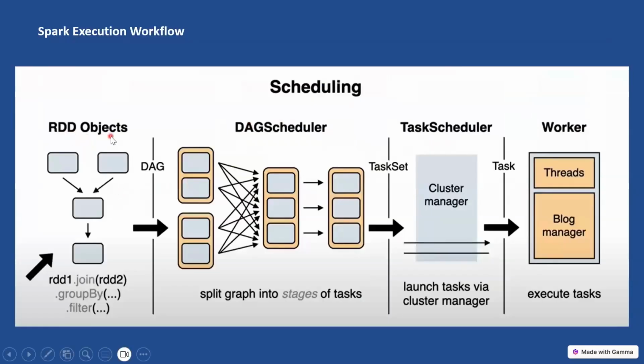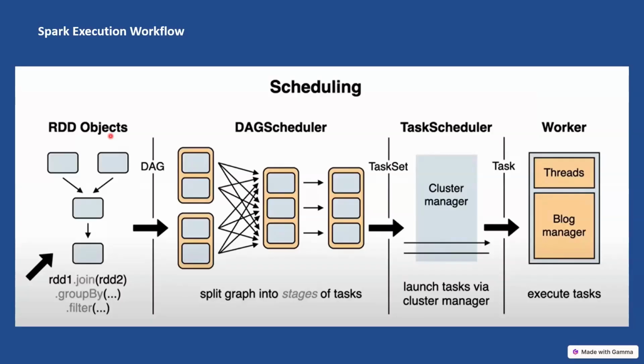The moment you create any data frame, I told you that it eventually boils down to RDDs. It creates the resilient distributed dataset. Why is it called a resilient distributed dataset? Because RDDs are immutable. When you apply any transformation on top of an RDD, it creates another RDD. Then you apply another transformation on top of that, and it creates another RDD. But your earlier RDD would still be there.